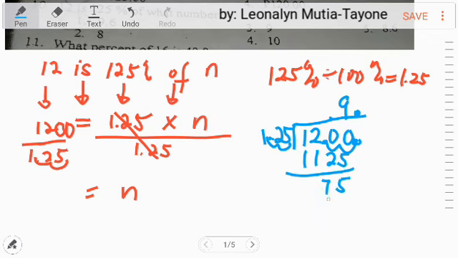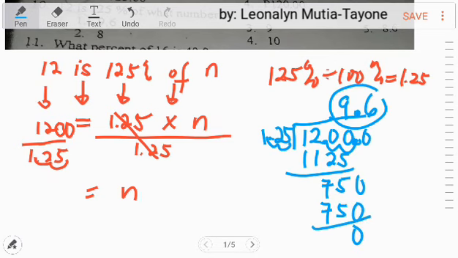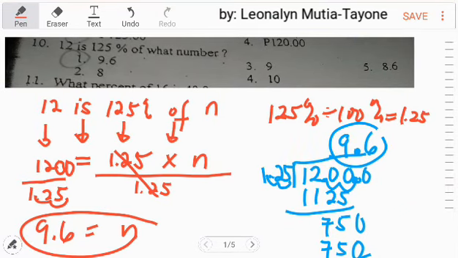So, this is 75. Mag-down ka ng 0. 750 divided by 125 and that is 6. 6 times 125, 750. So, ang sagot dito ay 9.6. Therefore, ang answer dito ay 9.6. Ito, number 1, 9.6. This is correct.